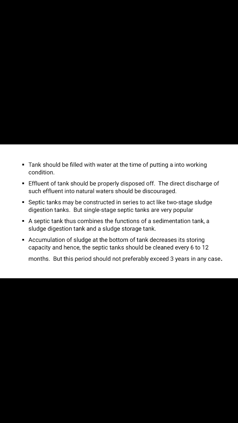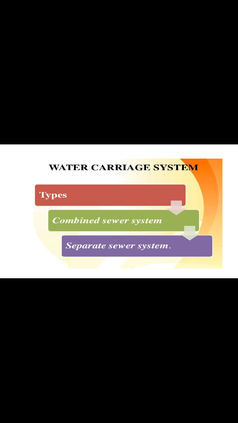Septic tanks may be constructed in series to act like two-stage sludge digestion tanks, but single-stage septic tanks are very popular. A septic tank thus combines the functions of a sedimentation tank, a sludge digestion tank, and a sludge storage tank. The accumulation of sludge at the bottom of the tank decreases storing capacity, and hence the septic tank should be cleaned every 6 to 12 months. But this period should not preferably exceed 3 years in any case.